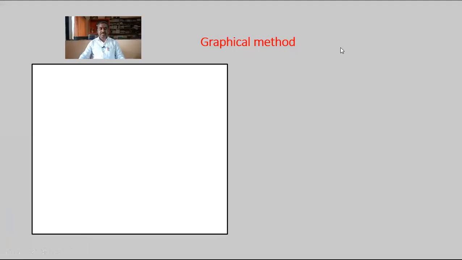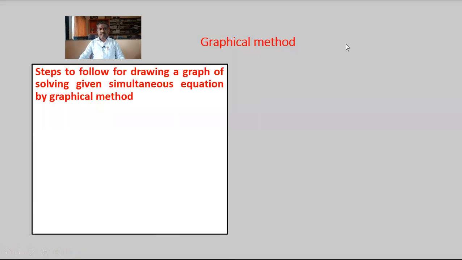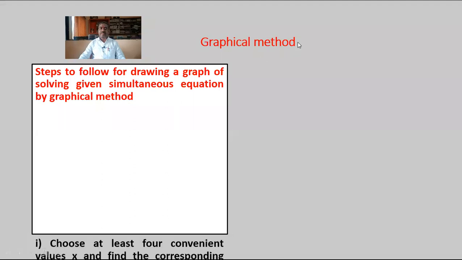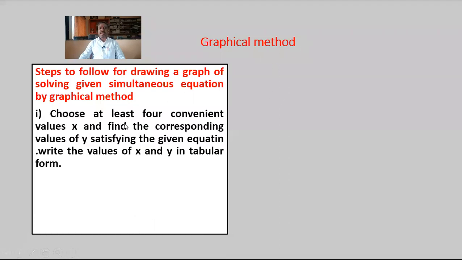Graphical method. Steps to follow for drawing a graph of a given simultaneous equation by the graphical method. आलेख पद्धतीने दिलेल्या एकसामायिक समीकरणांचा ग्राफ काढून त्या एकसामायिक समीकरणाची उकल शोधणे. First step, choose at least 4 convenient values of x and find the corresponding values of y satisfying the given equation. Write the values of x and y in tabular form.